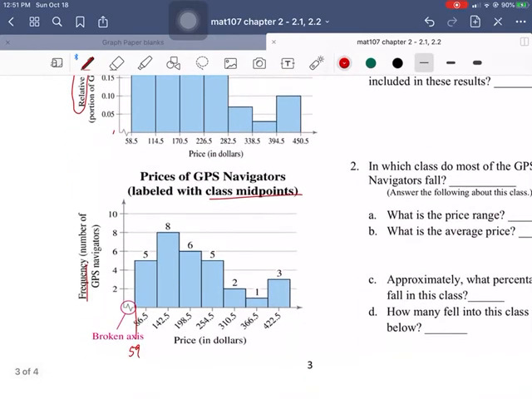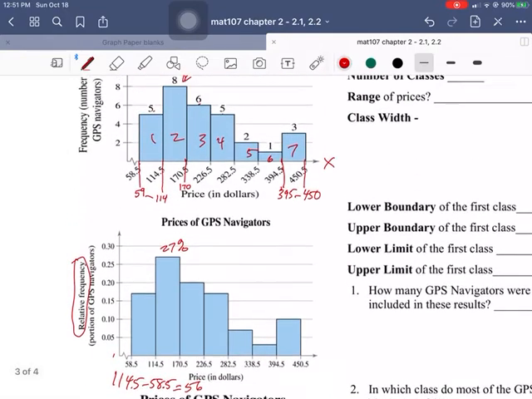To find class widths, you can add or subtract their midpoints. 142.5 minus 86.5 is going to give you the class width. I did it on the side here, it is 56. You can also take 114.5 minus 58.5. You can also subtract your boundaries to get the class width of 56.